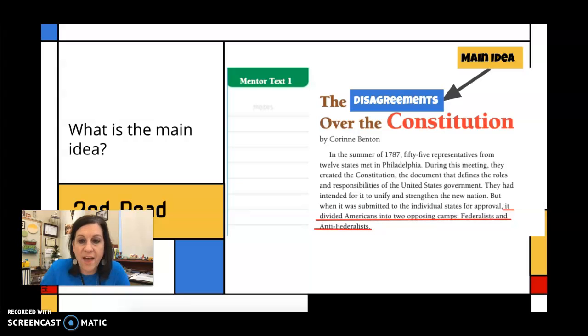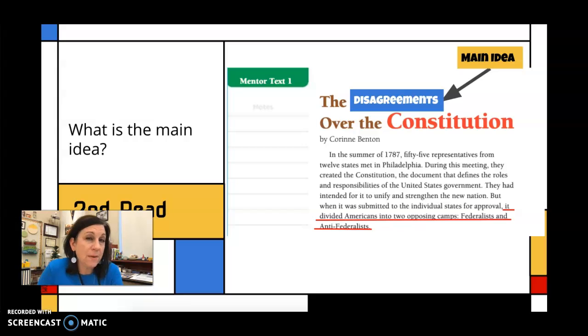Now, you're going to want to remember that when you are picking out from an informational text, you can get a lot of facts. And some of these facts are more important than others. Some are just interesting, and they're kind of fun facts. Others are informational and will help you to infer what the main idea is. So, if we take a look here, it talks about, and you'll get to underline this at some point once you get your mentor text, but there's a lot of great facts, like interesting facts, like, okay, there were 55 representatives from 12 states that met. They intended to unify and strengthen the new nation.